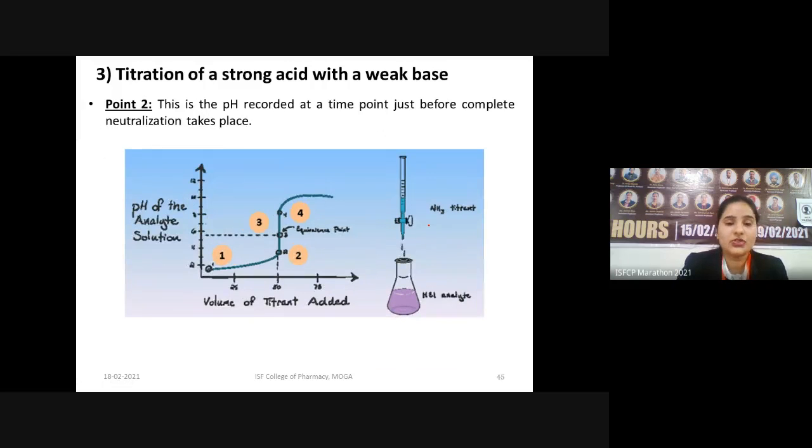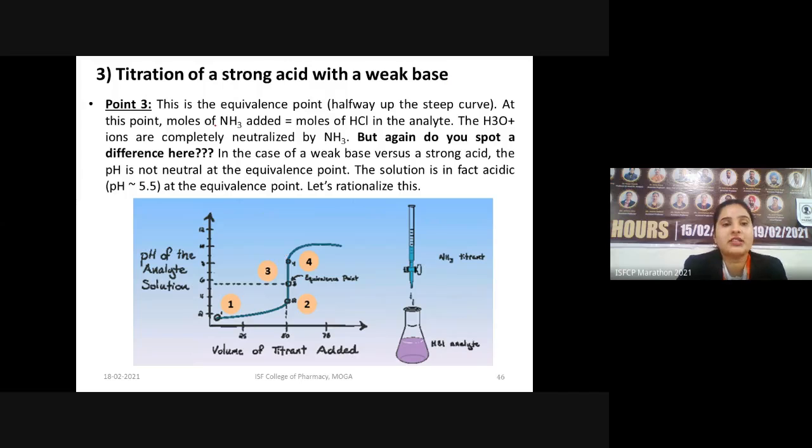So at point 2, this is the pH recorded just before complete neutralization takes place. It is a specific point just before complete neutralization. And next is point 3. Point 3 is the equivalence point. It is the midpoint of the steep curve, and the midpoint of this steep curve is known as the point of equivalence or equivalence point.